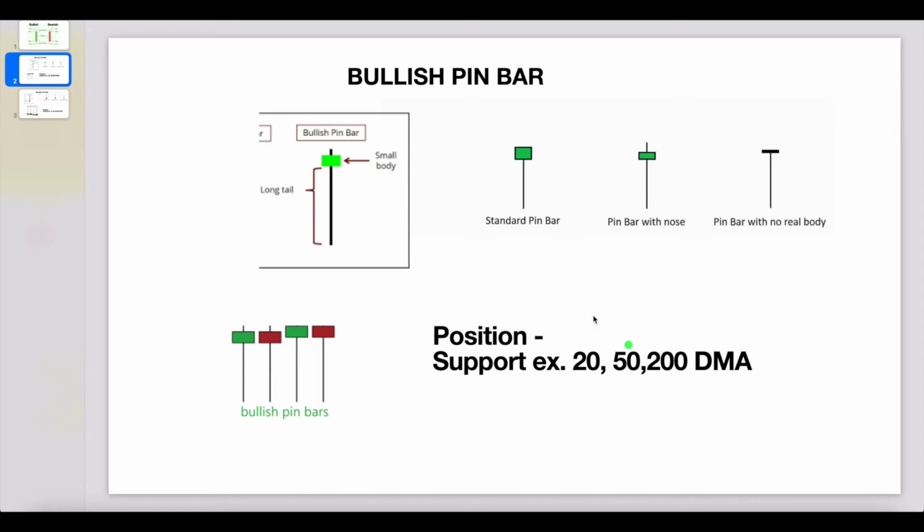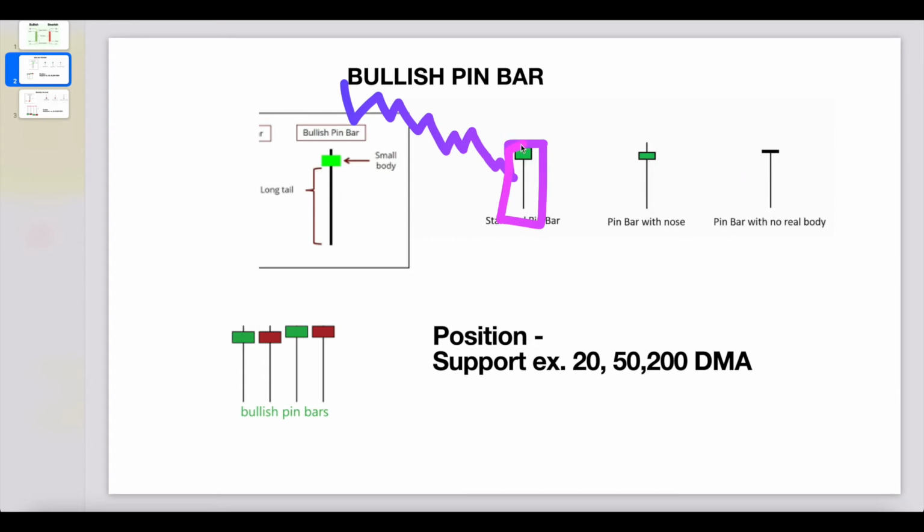How? I'll explain. See, suppose the stock is falling and falling, but now suppose here there is a support of the 20 moving average, 50 moving average, or 200 moving average, any moving average. It is in a continuous falling downtrend mode, and there it made this standard pin bar.